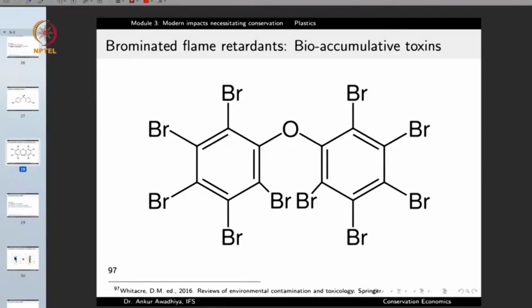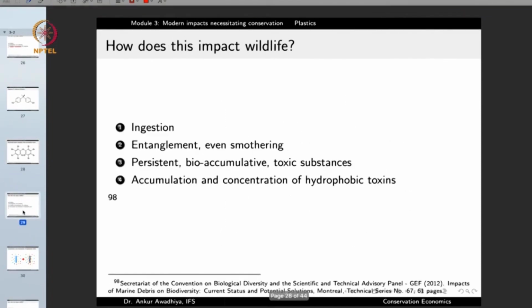And so, to prevent accidents, by law, it is mandated that a number of these long term usage plastics should have brominated flame retardants. But even though they are able to stop fires, when these plastics are thrown back into the environment and these chemicals leach out, they are also accumulative toxins. So this is another way in which plastics hamper biodiversity. Another way is the accumulation and concentration of hydrophobic toxins.